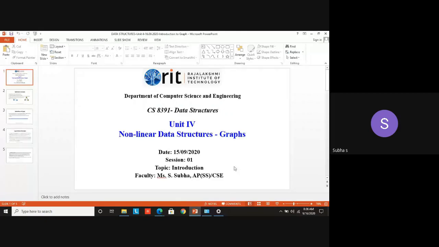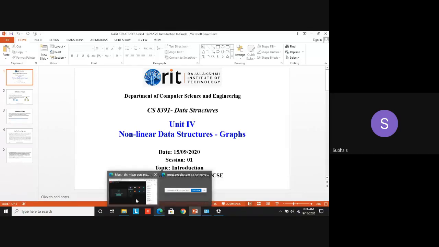Good morning, students. Welcome to the data structure session. In this class, we are going to see the fourth unit. I'm going to start the fourth unit, non-linear data structures. Under that, we are going to see in detail about graph.